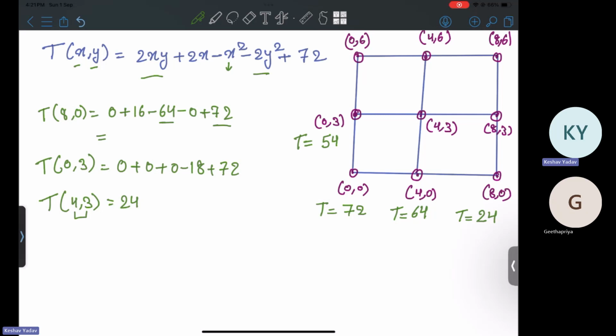4 3s are 12. 24 plus 8 minus 16 minus 18 plus 72. So this will give me what? 24 plus 8 minus 16 minus 18 plus 72. This will give me 70.